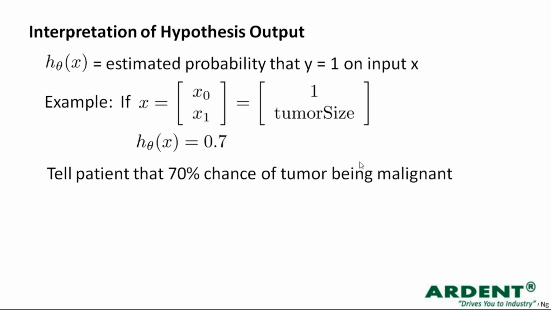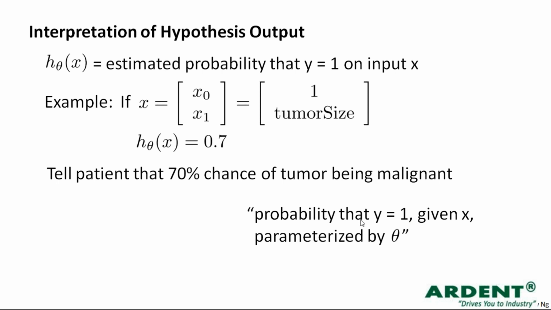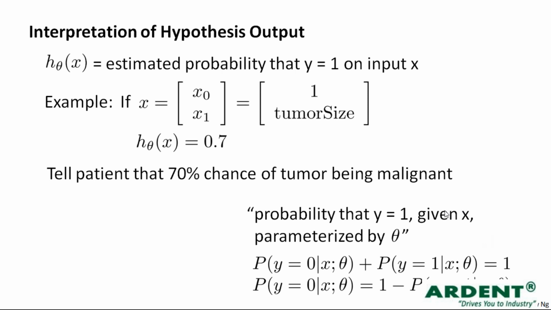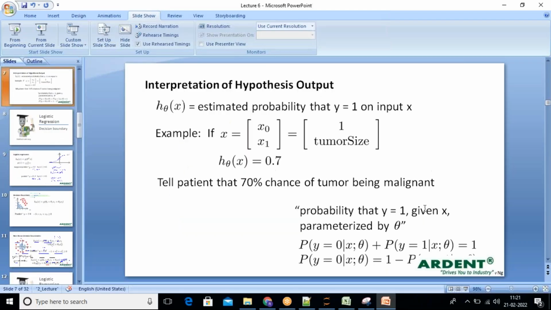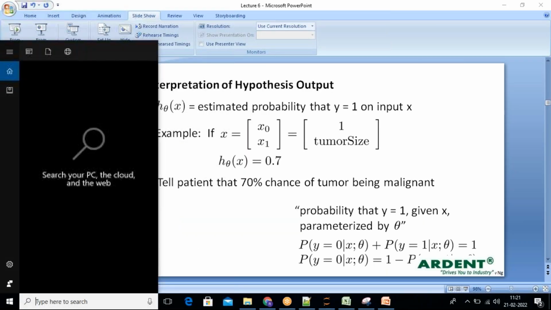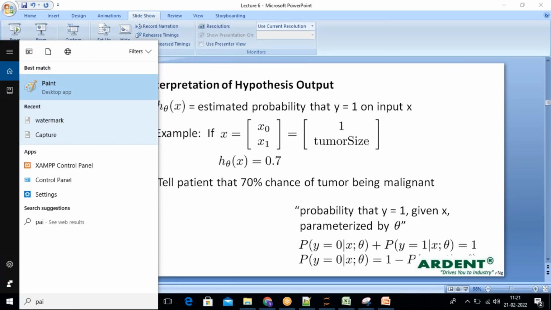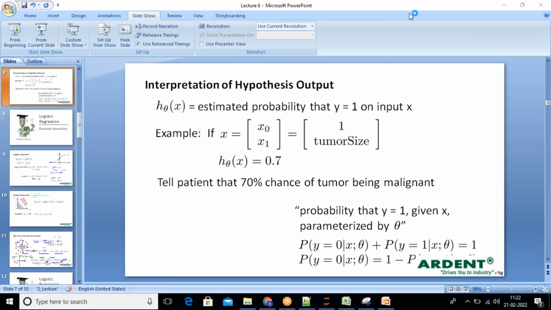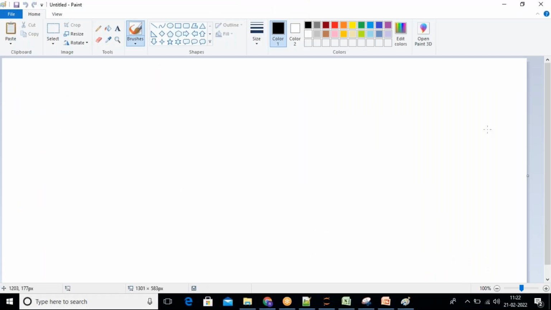Any problem? Now, the probability that y equals 1 given x, parameterized by theta. As we can see over here, I will show you the representation. I will click here, paint. Got it?